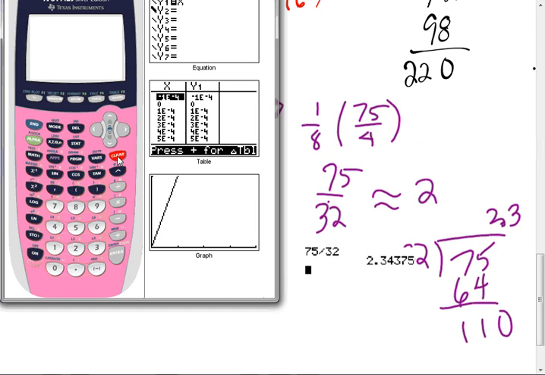Yes. It's the CAS part that's not allowed. Can't use the CAS on ACT, but you can on the SAT. And it makes a difference. It does make a difference on the SAT.